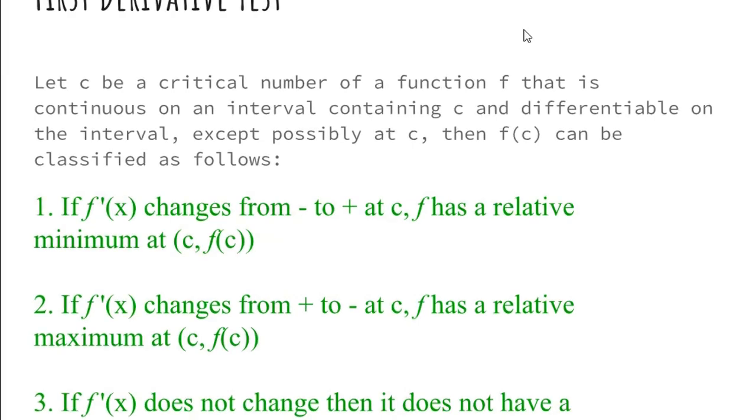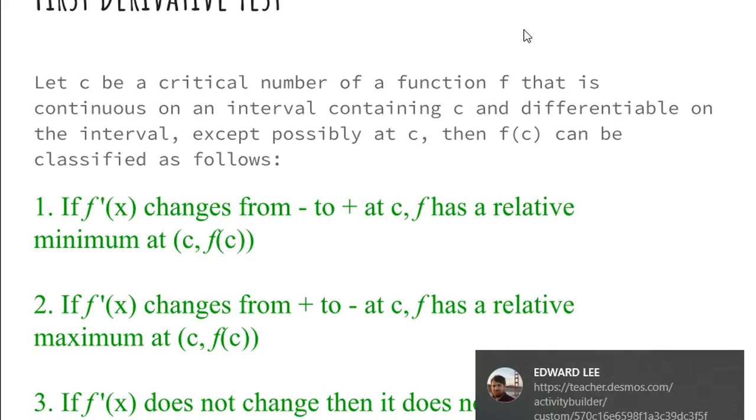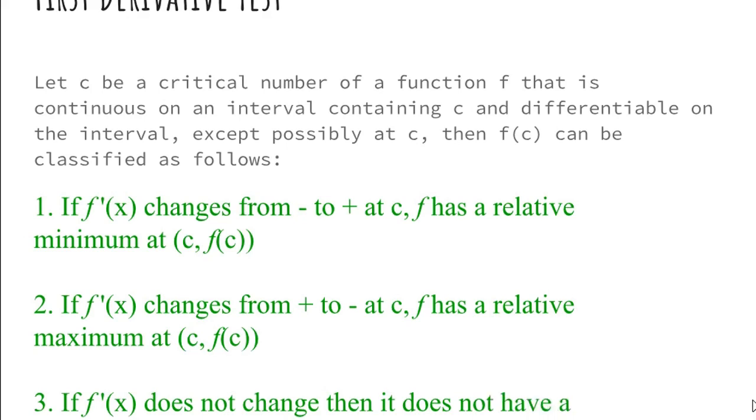If f prime of x changes from negative to positive, that means the function itself is changing from decreasing to increasing, then the function has a relative minimum. If you graph that, you're going from negative to positive. Notice it creates that valley, so that relative minimum. And so we say it has a minimum at c with a value of f of c.